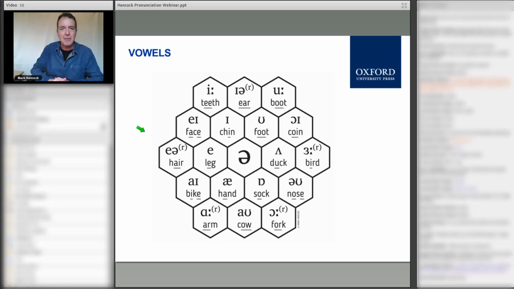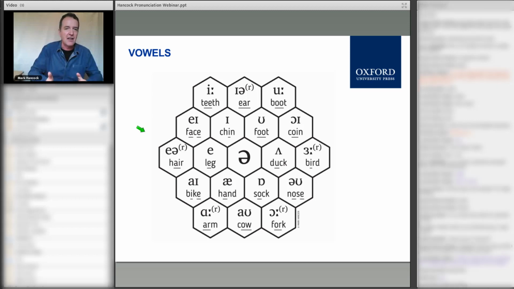Let me just say something about these symbols. These symbols are from the International Phonetic Alphabet, IPA. You're probably familiar with them because they're used in a lot of textbooks. One thing I find that people often misunderstand about these symbols is that they think they refer to a very exact sound.